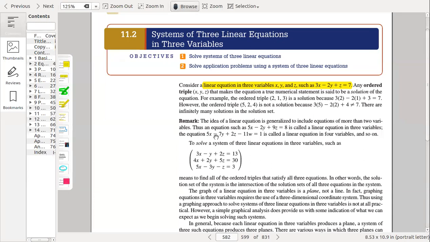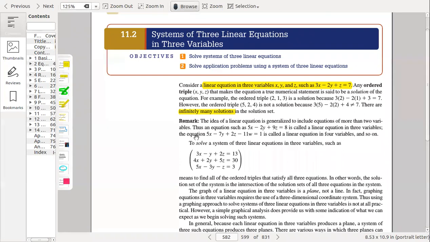Okay, so there are infinitely many solutions in the solution set. So it means an equation with three variables can have infinitely many solutions. That is also possible, that an equation of three variables can have infinitely many solutions.